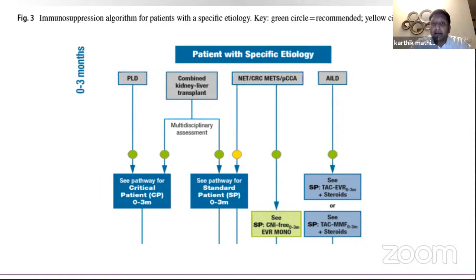Another thing is patients with autoimmune disease. Autoimmune disorder patients can never be steroid-free. We need to always have some kind of steroid on board, at least 2.5 or 5 mg, lifelong.